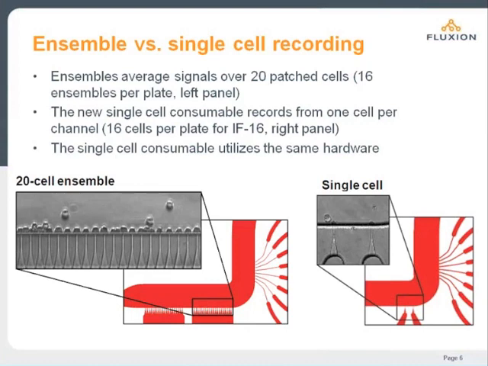The initial design of the IonFlux plate was the ensemble recording version, which is shown on the left, where 20 cells are patched in parallel and a single recording is made. In essence, we are treating the ensemble like one very large cell. Shown on the right is our newer single cell configuration. In choosing between which configuration will be used for an experiment, the only difference is the plate type. The instrument can record from either an ensemble or single cell plate.